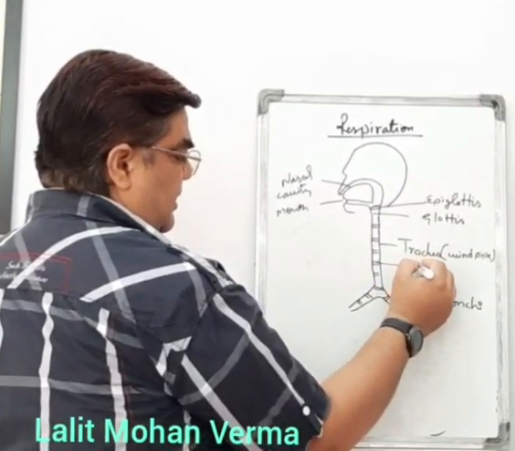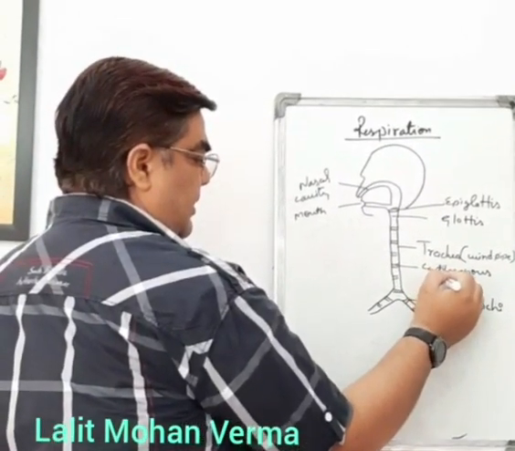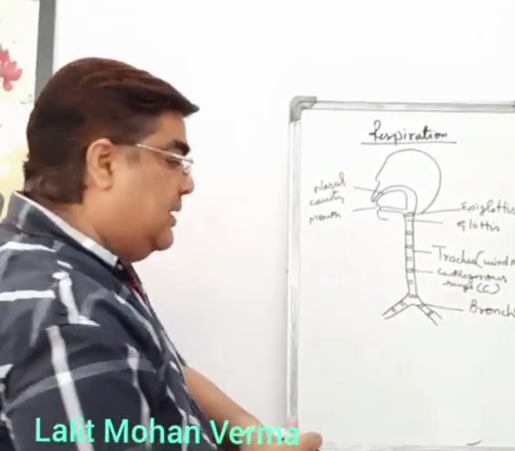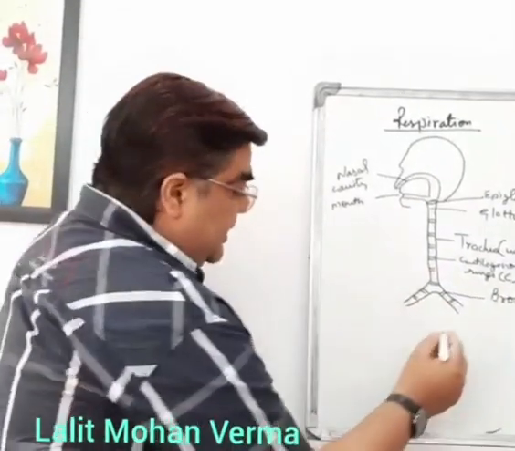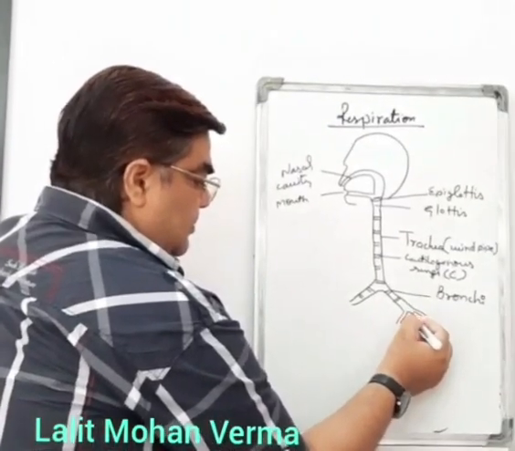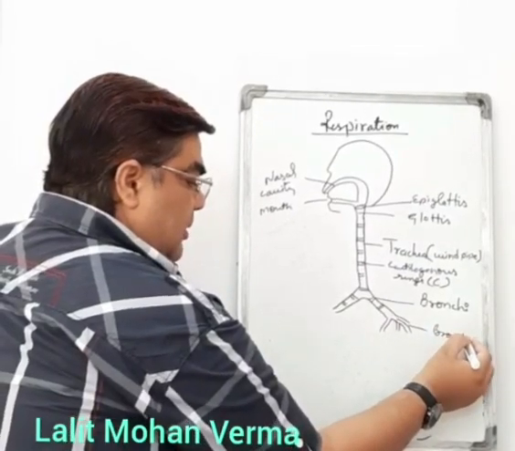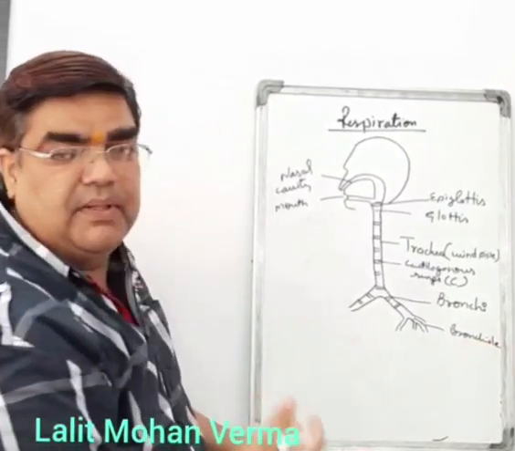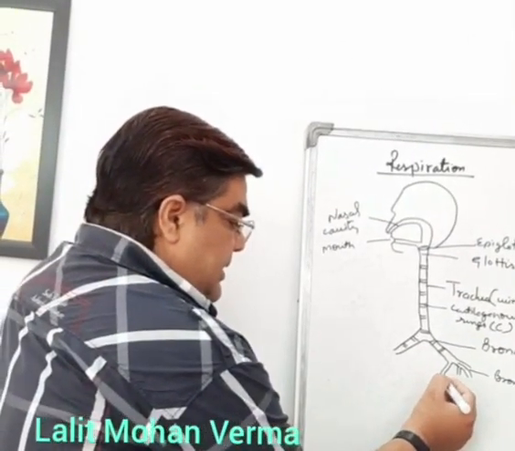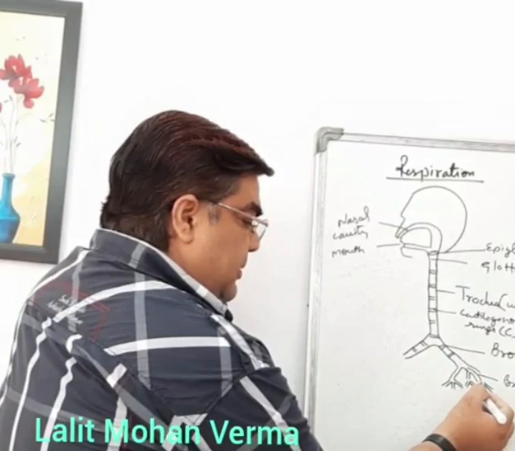These are cartilaginous rings. You know, these are C-shaped cartilaginous rings. And now these are two bronchi. Now these bronchi divide into many bronchioles: primary bronchioles, secondary bronchioles, and tertiary bronchioles. So you can divide these like primary, secondary, and tertiary bronchioles.